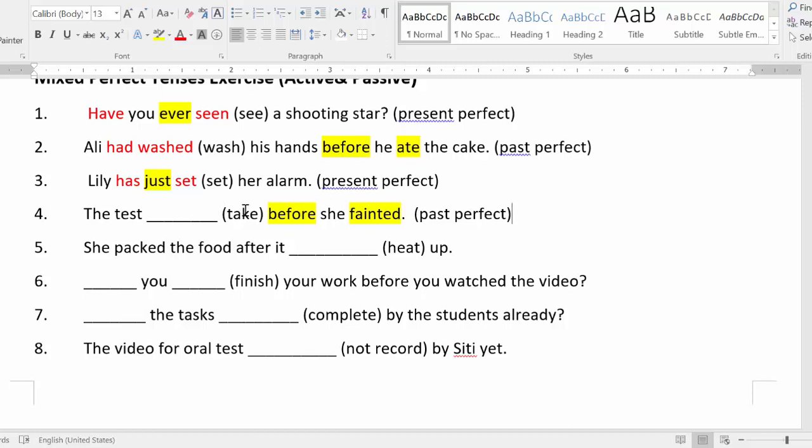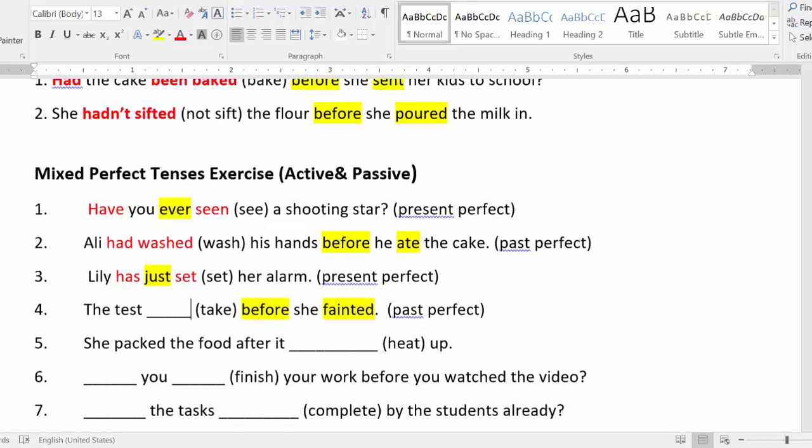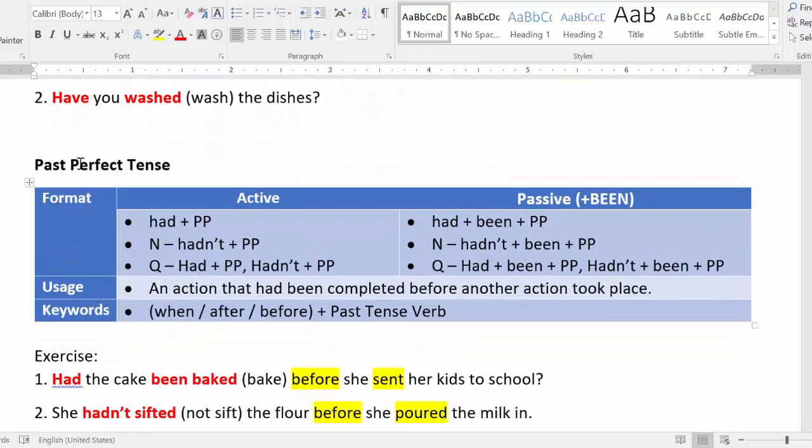So the test, take. There's nothing at the back. Okay, there's nothing behind "take." The test cannot take nothing, right? So this test must be taken by someone, right? So this should be a passive voice. Test must be taken by a person. Test cannot take itself, right? So it should be passive voice. So your answer should be past perfect tense, passive voice: had been PP.